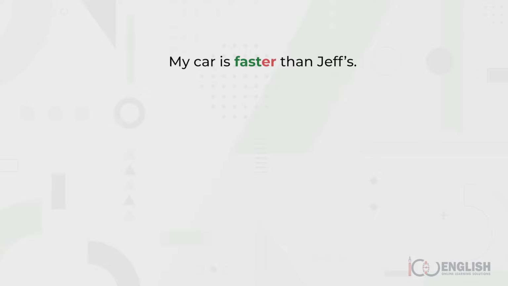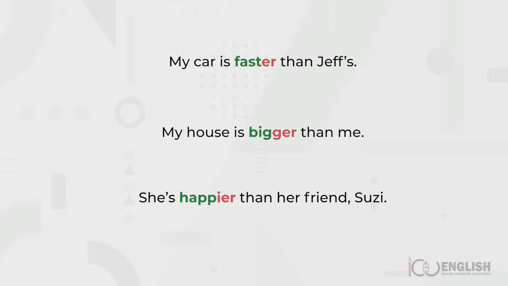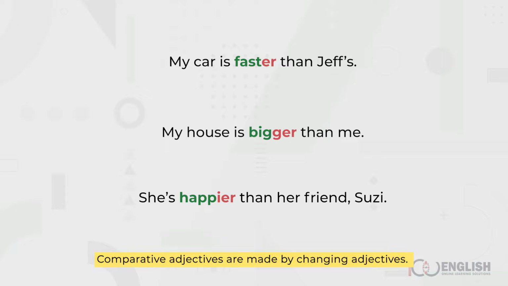My car is faster than Jeff's. My house is bigger than me. She's happier than her friend Susie. Comparative adjectives are made by changing adjectives.